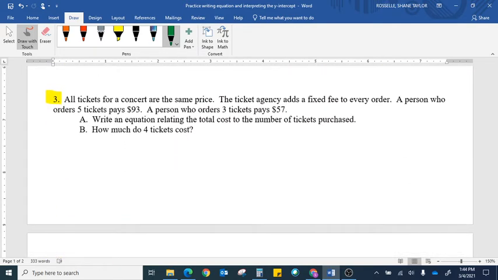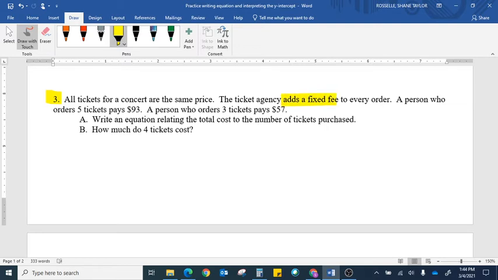Let's look at 3. It says all tickets for a concert are the same price. The ticket agency adds a fixed fee to every order. A person who orders 5 tickets pays $93. A person who orders 3 tickets pays $57. So just to understand, if it says the ticket agency adds a fixed price, what does that mean?